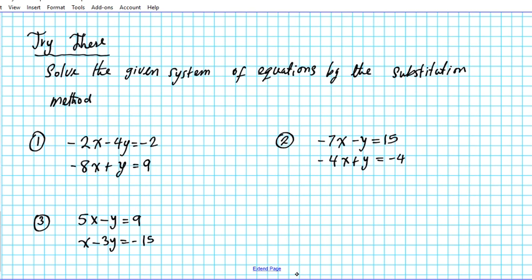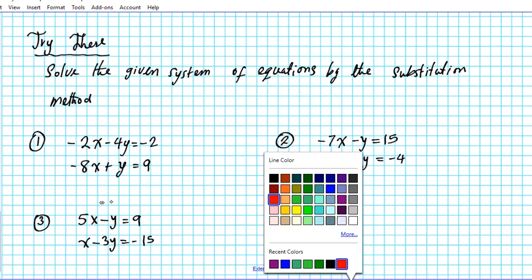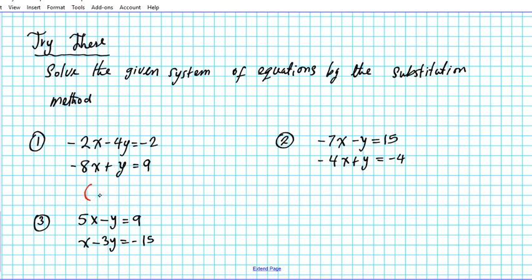Alright, so let's hope that you had a chance to try the problems. The solutions are as follows. The first one, the solution is negative 1, 1. The second one, the solution is negative 1, negative 8. And the last one has a solution 3, 6.